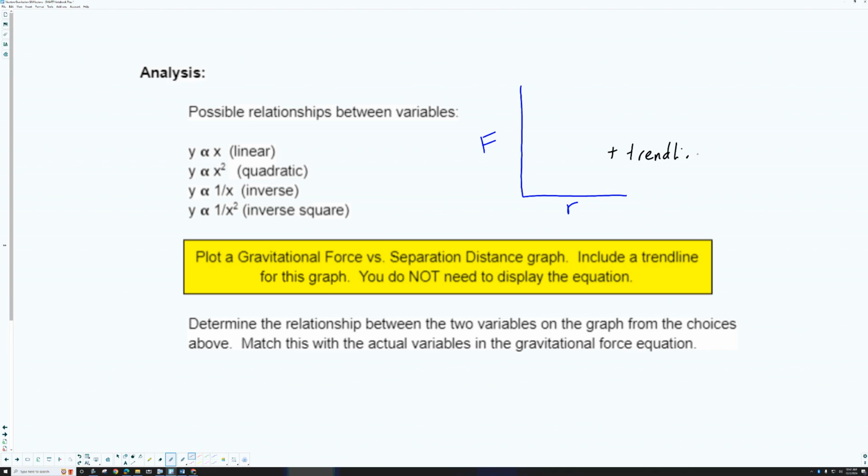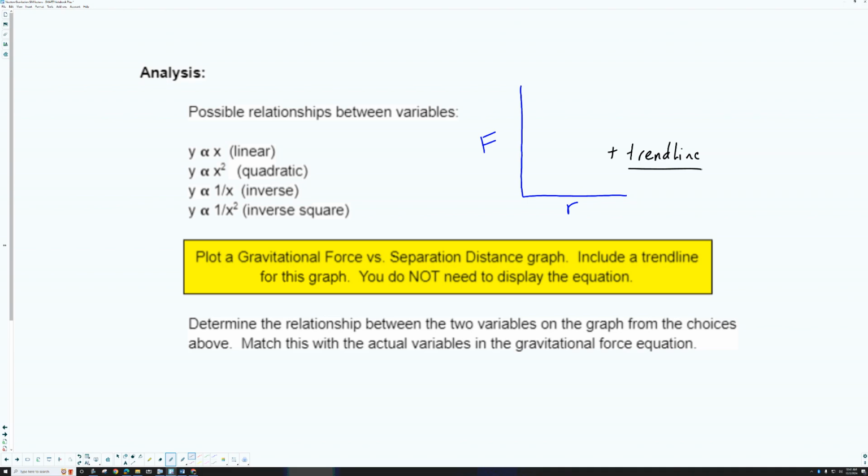Not a random trend line, a trend line that fits the curve. I'll give you a little hint. This will not be a straight line. Don't plot a linear trend line, because that's wrong. Plot a trend line that matches the curve. Just keep trying until you find one that matches the curve really well. You do not need to display the equation for this one. Got it? You do not need to display the equation for this one.